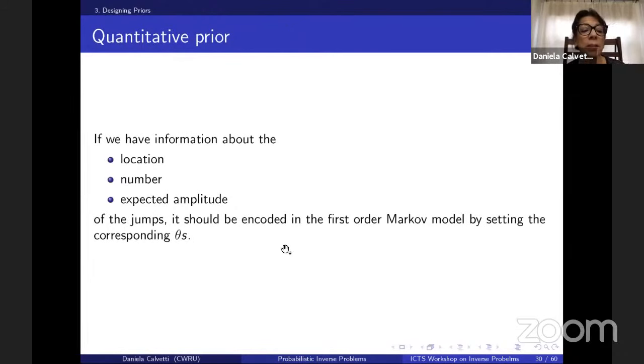Now, again, if we have information about the location, number, and expected amplitude of the jumps of these changes, we should use it. So probabilistic interpretation doesn't mean being dumb. If we know something for sure, we're not going to estimate it. We're just going to encode it, like we did for the boundary condition.